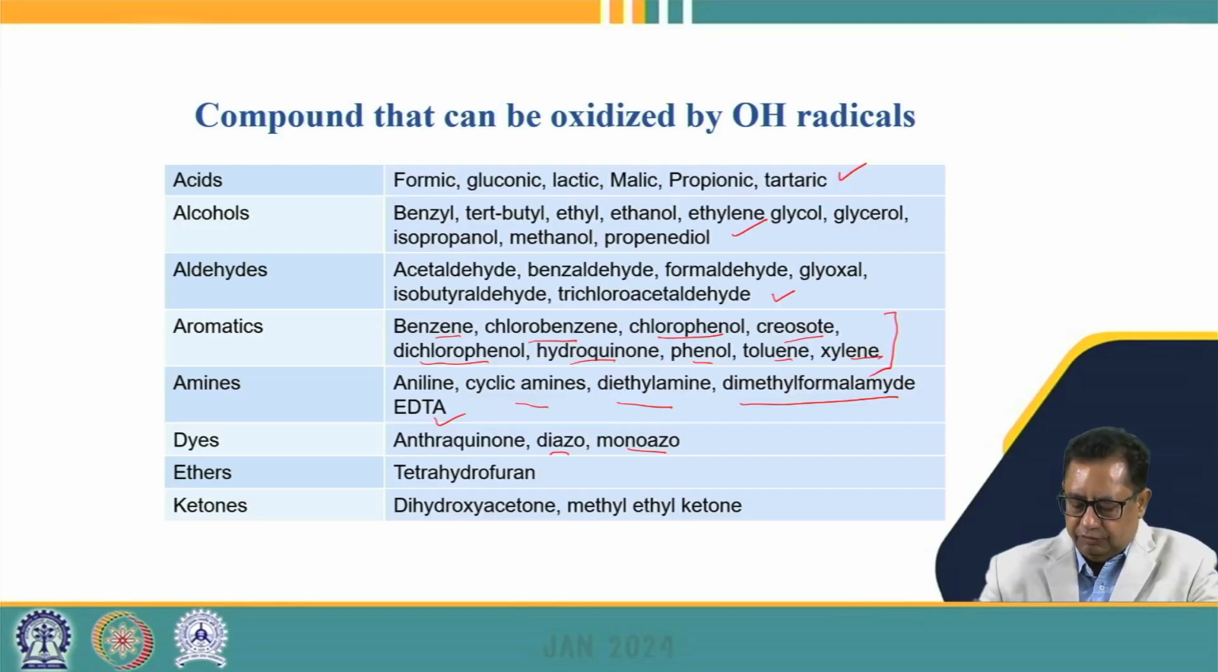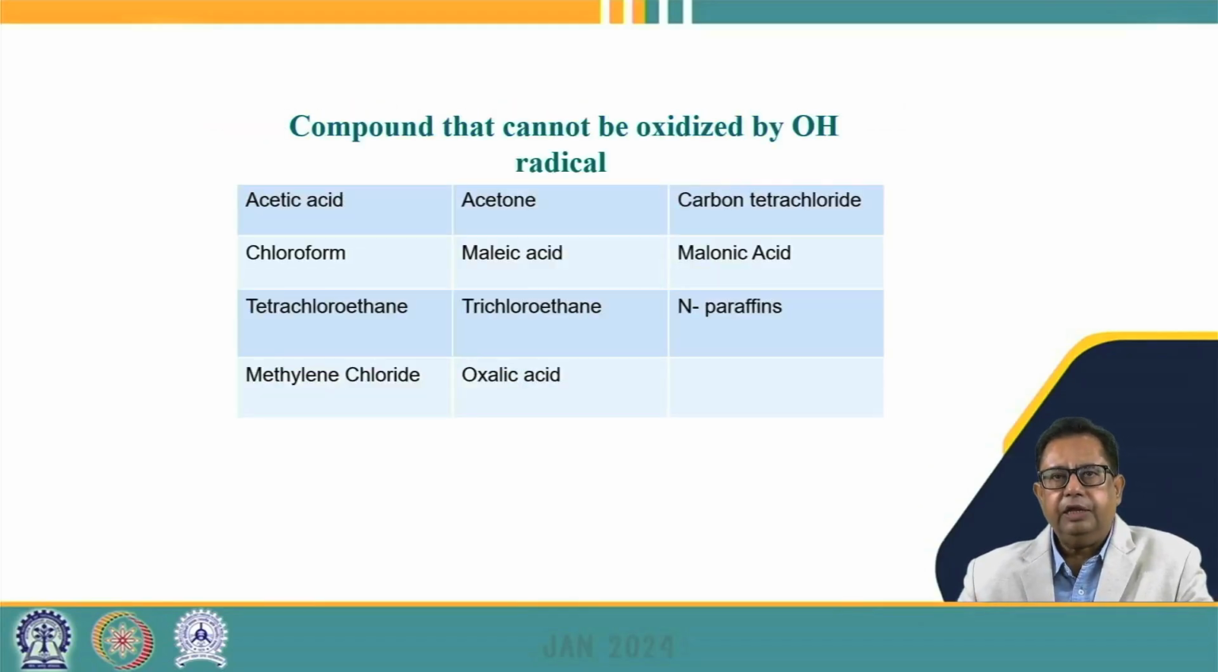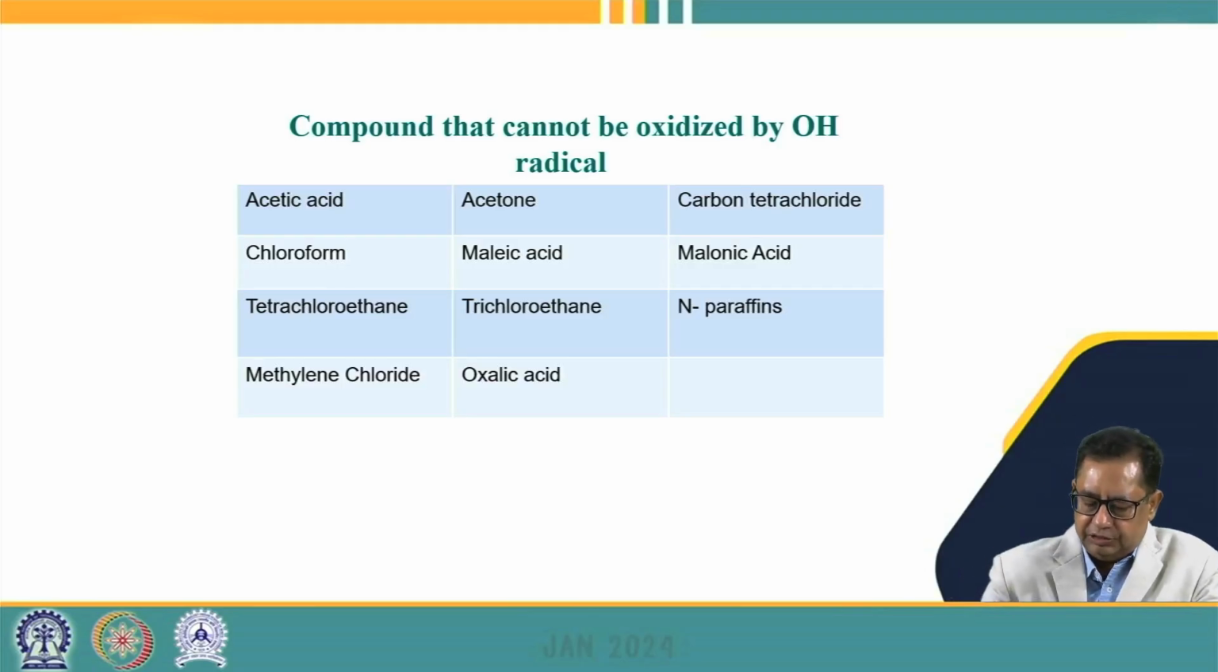Similarly, we can have ethers which can be removed by using hydroxyl radicals, and a number of ketones which can also be removed by hydroxyl radicals. There are certain compounds which cannot be oxidized by OH radicals, for example acetic acid.